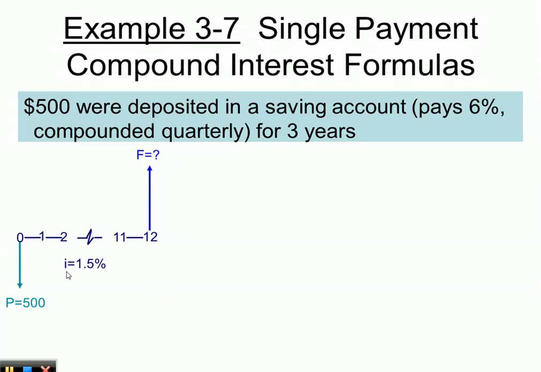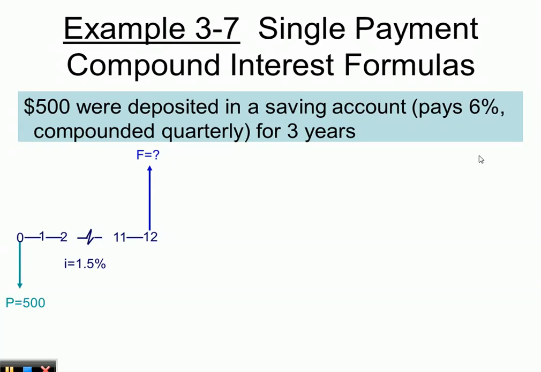So our interest is 1.5% because 6 divided by 4 is 1.5. Here we're giving an annual interest. By default, we're given an annual interest, but we say that that interest is compounded quarterly. So we divide the interest by 4 because there are 4 quarters, and each quarter we pay 1.5% of this annual 6% rate.